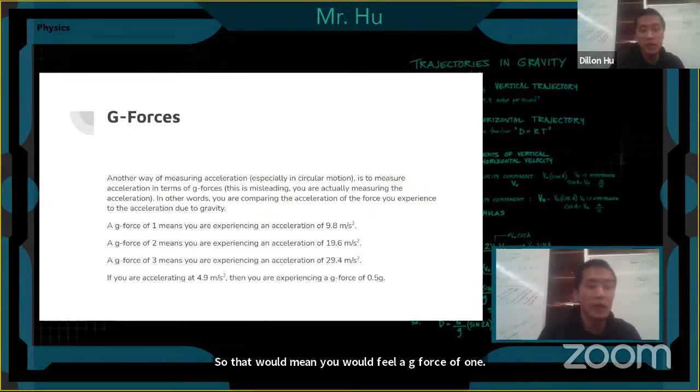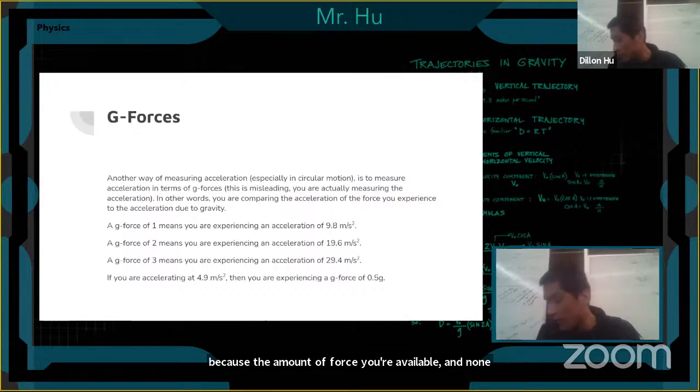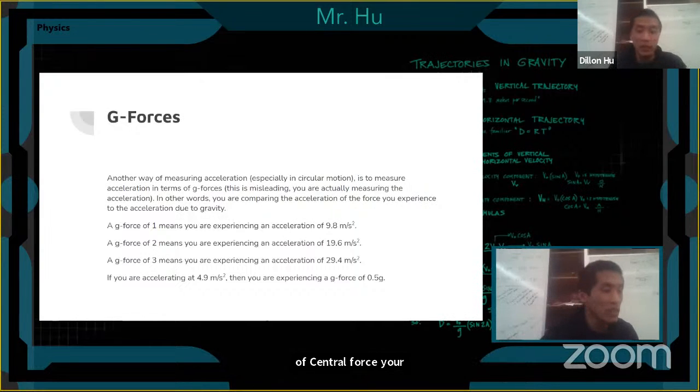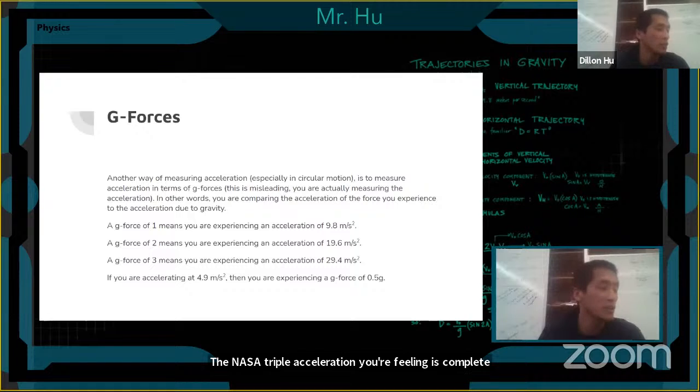Because the amount of centripetal acceleration you're feeling is the same as acceleration due to gravity, you would only be experiencing 1 g of force. Now, if you have a g-force of 2, you're going to experience an acceleration double that of gravity, which means you would be accelerating at 19.6 meters per second squared. If you're feeling a g-force of 3, that means you're experiencing an acceleration of 29.4 meters per second squared, which just means 3 times the acceleration due to gravity.